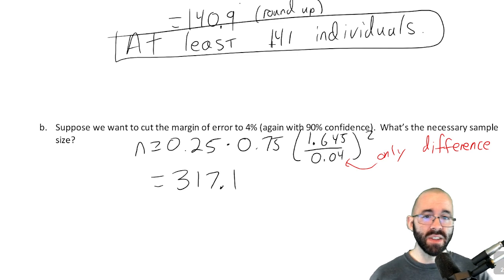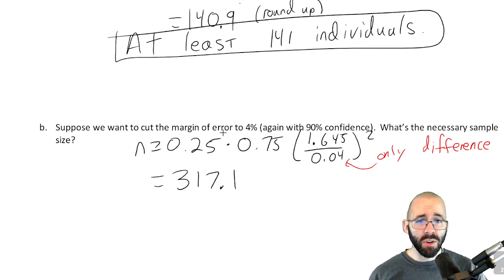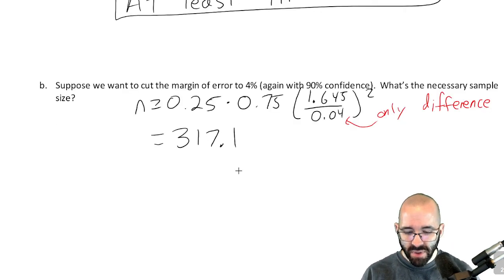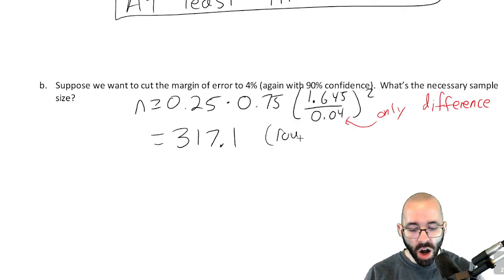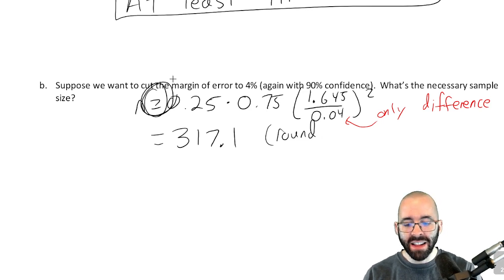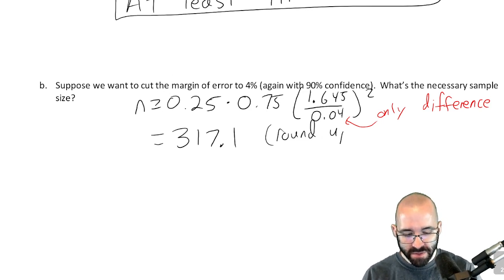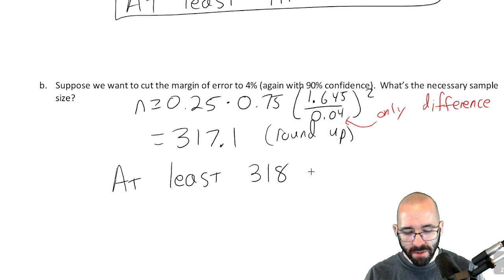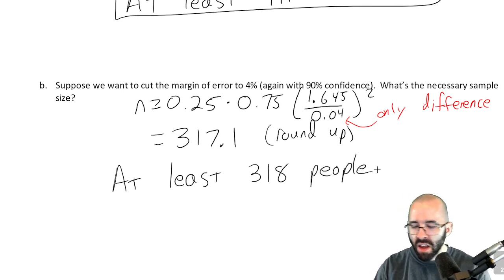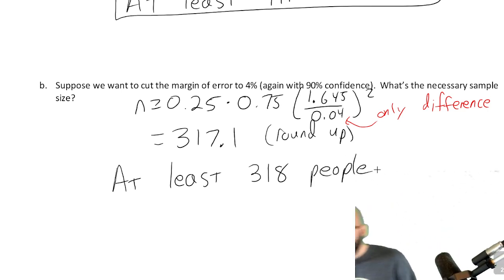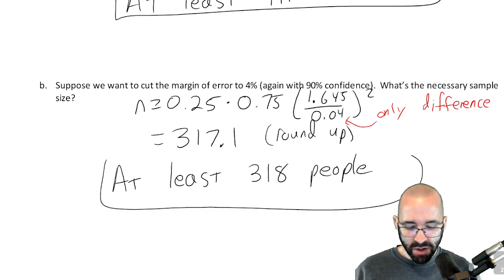So for a 6% margin of error, we only needed 141. But for a 4% margin of error, we need more than double that. And again, we're always rounding up. We need to be at least this value. All right. So we'll say at least 318 people. And that's how you do it.